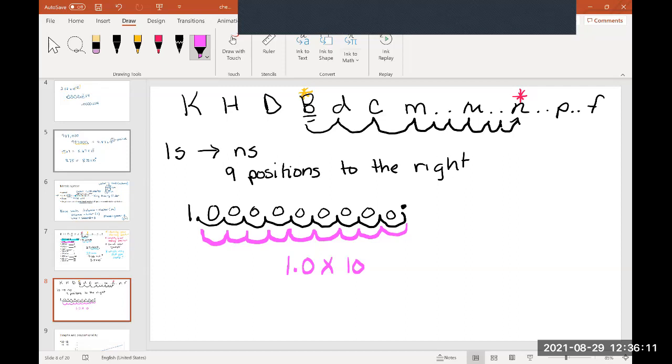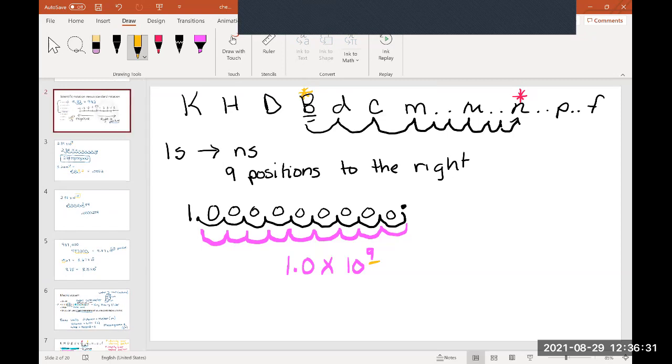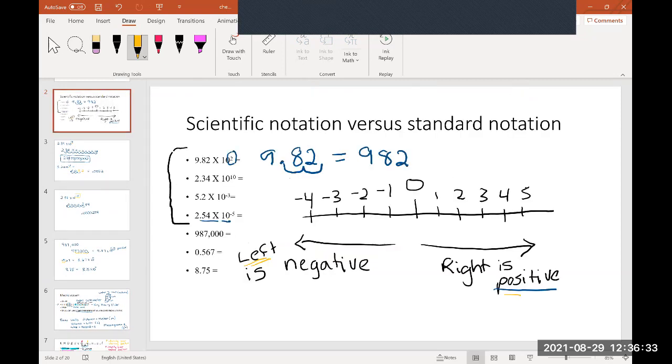How many positions did we jump? 9. What symbol, positive or negative, should we put in front of that superscripted 9 to tell our friend how to unzip the file? We want our friend to move the decimal place back to the right. Remember, digits to the right, then our superscripted number would be positive.